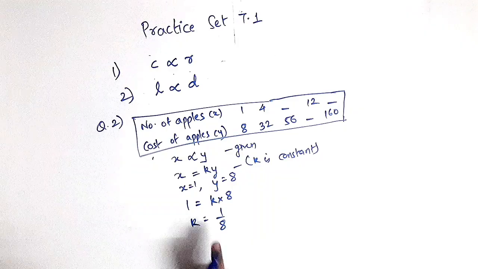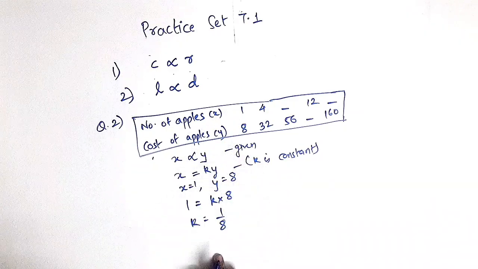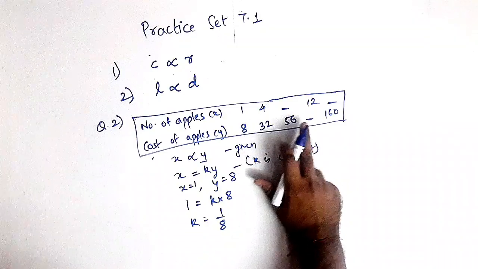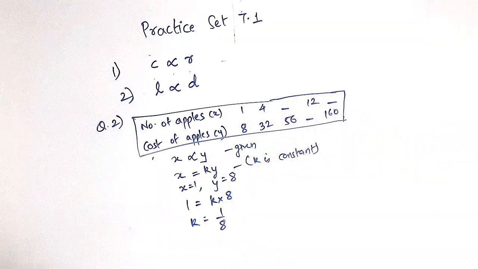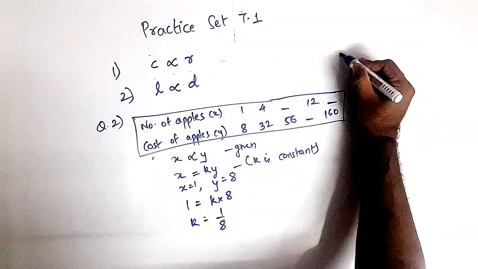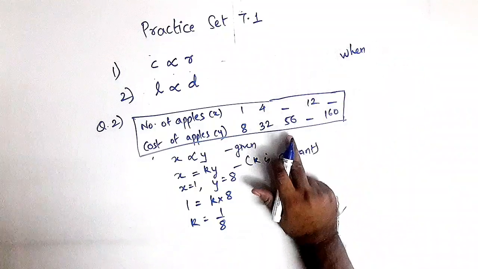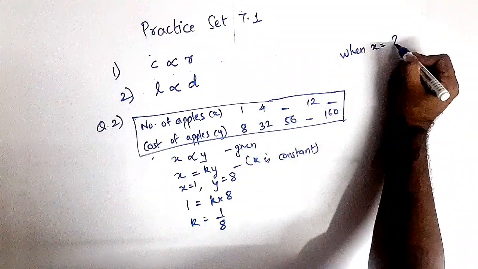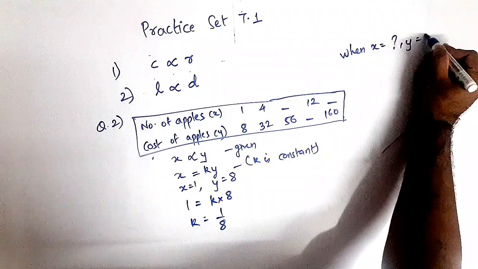So once we got the value of K, we can find any number of X and Y. So I can write here, third one, if you see, X is equal to question mark, Y is equal to 56.